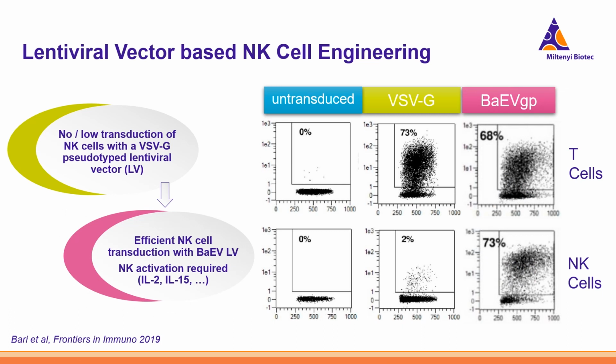Now changing to the baboon envelope glycoprotein pseudotype, you can see that with activated T cells and NK cells, there is a very high transduction efficiency. Here in these examples, it's around 70%. Please note that the activation of natural killer cells is required for that. We use IL-2 and IL-15, and also we add, for the beginning of the culture, an additional IL-1 family cytokine.